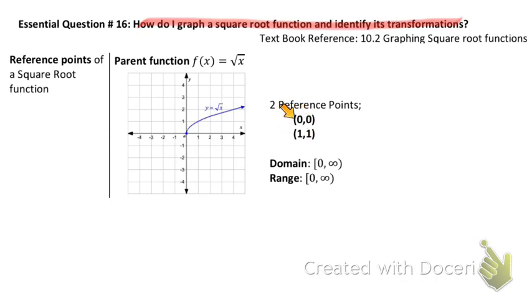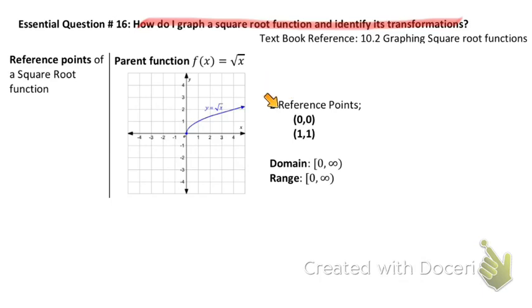You notice these starting points should look very familiar to you, and I'm only asking you to memorize two of them. The domain and range are listed here. This domain and range is only for this parent graph, okay? The function looks like this. It's a square root function, and we're going to go ahead and start graphing this thing.